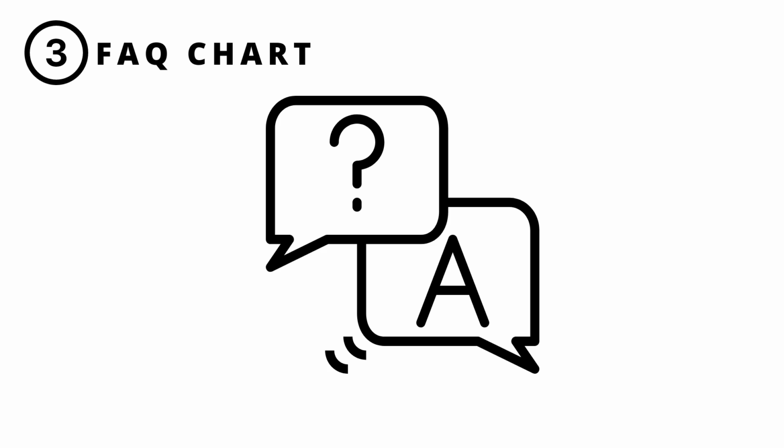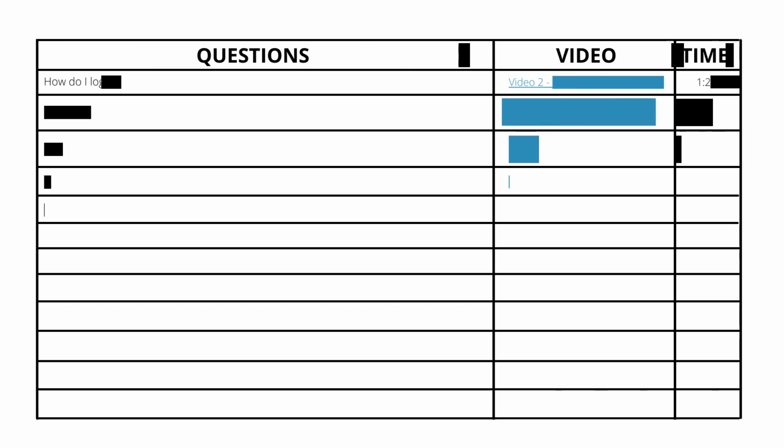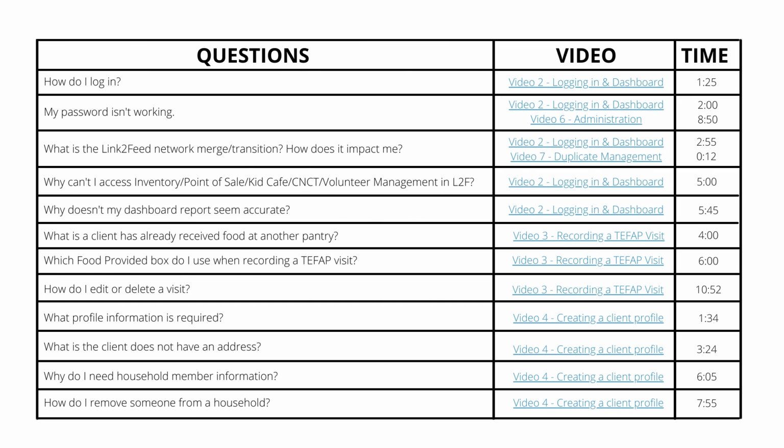The video series has a correlated list of frequently asked questions. Here's an example of what it looks like. Each FAQ on the list also outlines the exact video where the answer can be found, as well as the exact time for when the question gets answered.